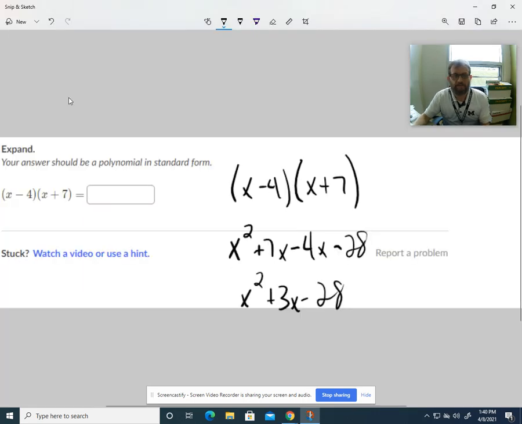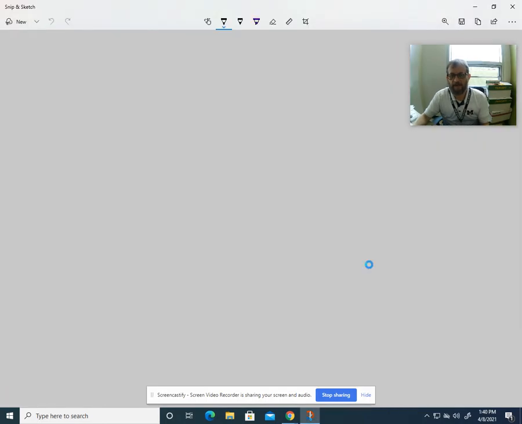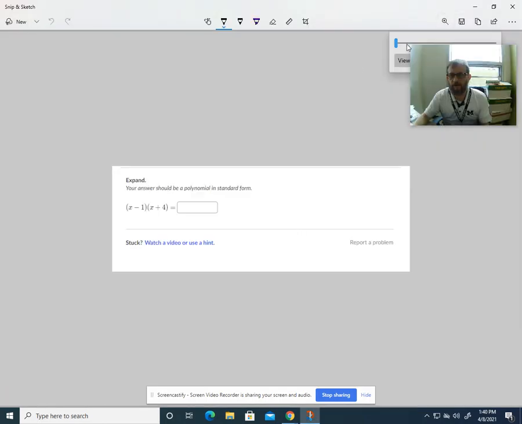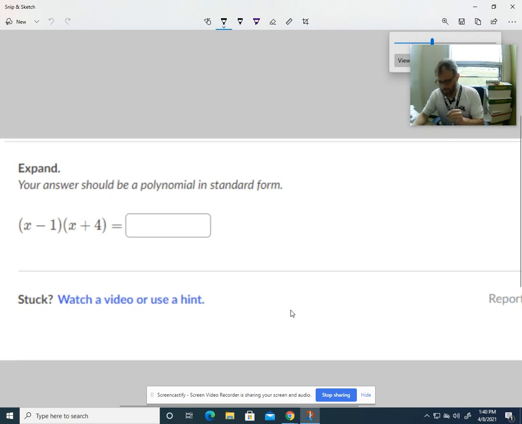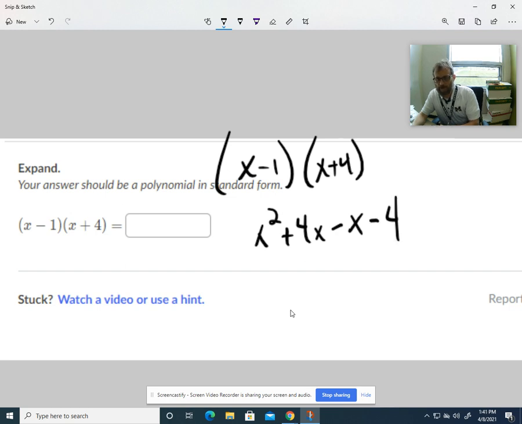All right, third time. Hopefully by now you're starting to catch on if you didn't know how to do this before. We're taking x minus 1 times x plus 4. X times x is x squared. X times 4 is plus 4x. Negative 1 times x. You can put a 1 in front of there if you want, but typically we don't. And then 4x and negative 1x give me x squared plus 3x minus 4.